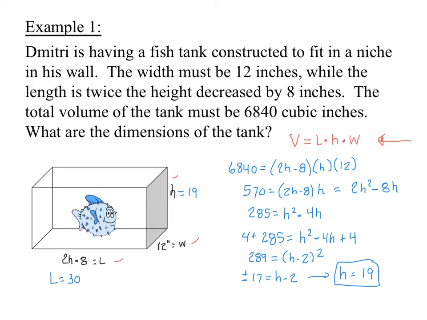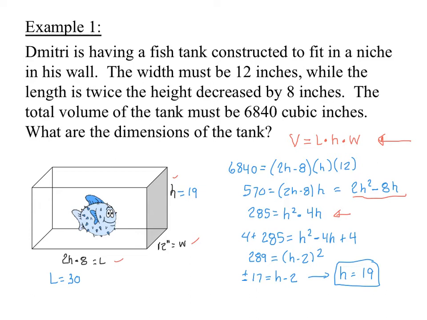6,840 is equal to the length, which is 2h minus 8 in parentheses, the height is h, and the width is 12. We can divide both sides of the equation by 12, and we get 570 is equal to 2h minus 8 times h. When we distribute the h, we get 2h squared minus 8h. Again, we can divide both sides of the equation by 2, and we get 285 is equal to h squared minus 4h.